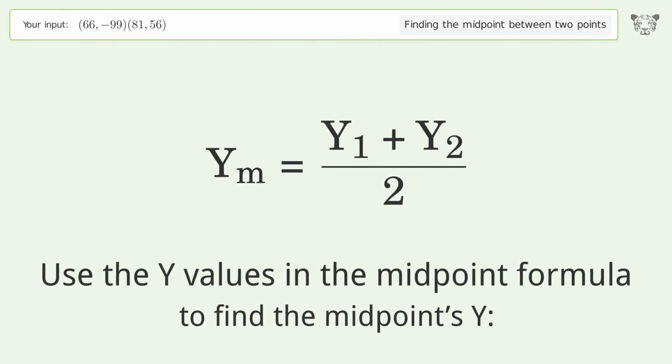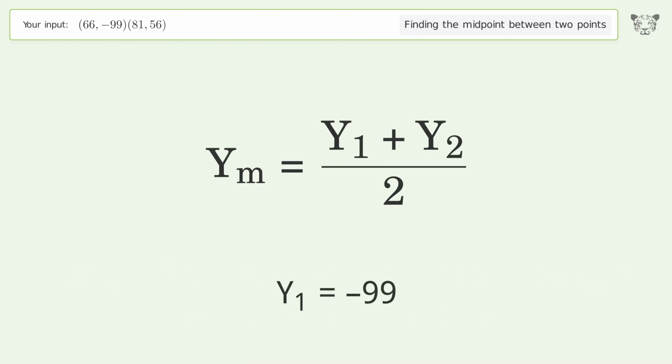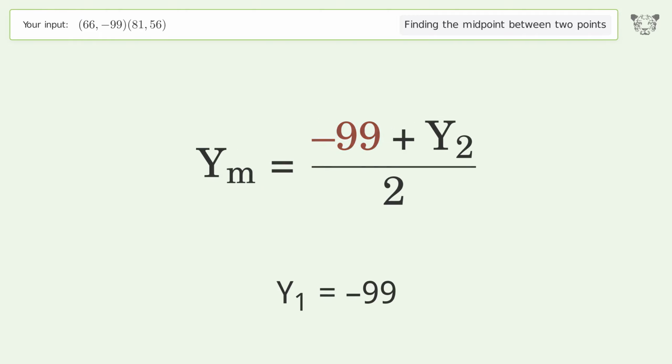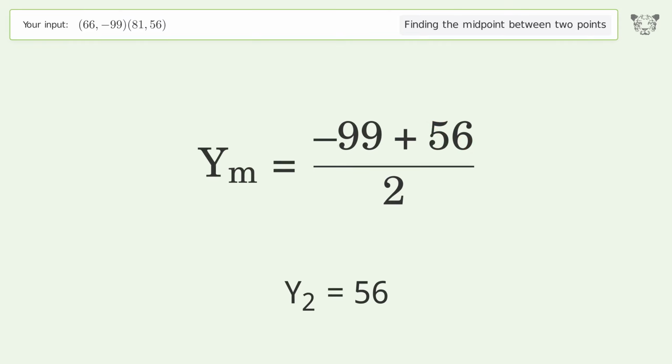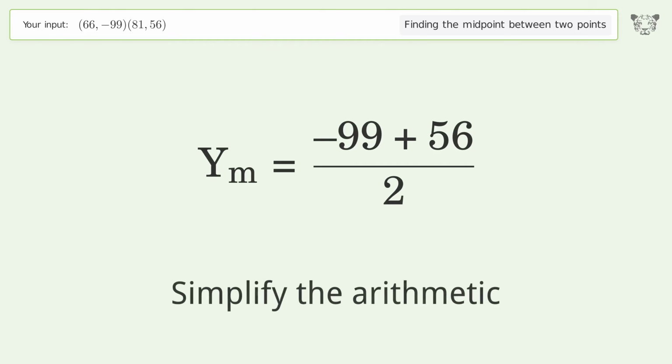Use the y values in the midpoint formula to find the midpoint's y. y1 equals negative 99. y2 equals 56. Simplify the arithmetic.